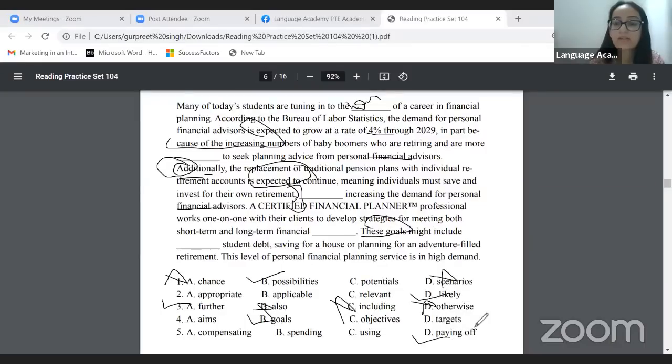Right? So these are the answers. Possibilities of a career, not potentials of a career. Potentials are in the people to do something in life. And then the second one, likely, nothing else fits actually. Out of further and also, further is better because we don't use also in the writing style that the sentence is in. And goals, because it was given in the next sentence, and debt is always paid back. So paid back means paid off. Any confusions, anybody in this question?